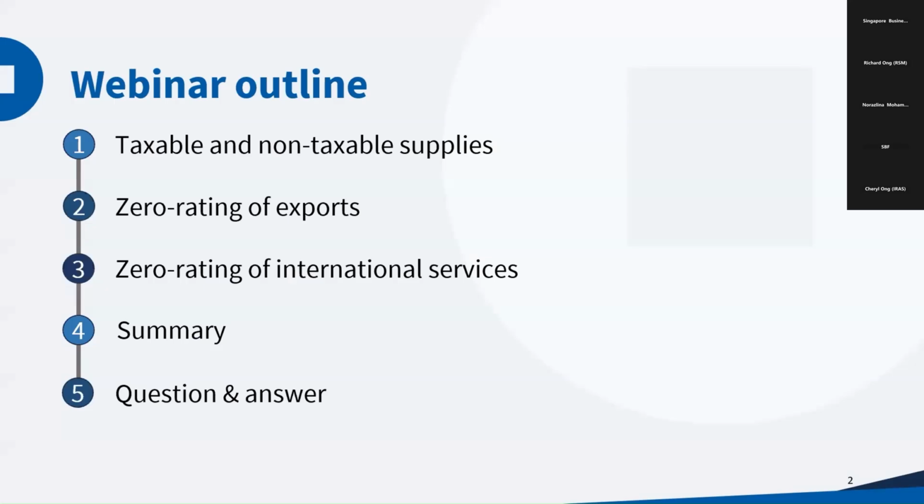So before we start, let me quickly outline what we will be covering today. First, we will briefly run through the different types of supplies, whether taxable or non-taxable supplies. We will then focus on zero rating of export as well as international services. And at the end, we will end off with a summary of what we have learned.